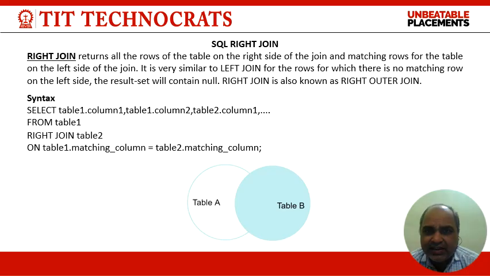This is similar to a left outer join, but the difference is that a left outer join selects all rows from table A, but here in right join we select all rows from table B and select those rows from table A which match table B rows. Okay.